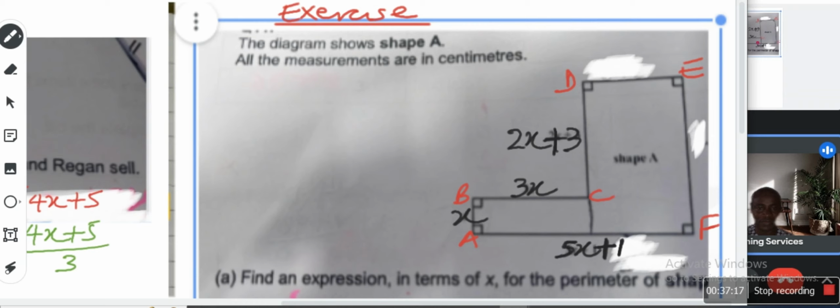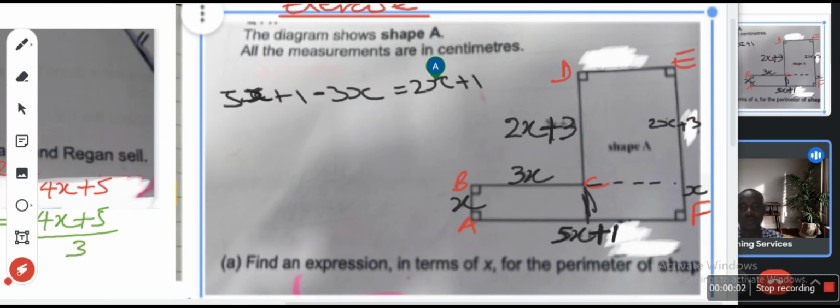I've written out everything. This is 5x plus 1, and so on. The thing you need to do is find these distances that are not known, like D to E. We don't know what D to E is. We don't know what E to F is. You need to find E to F. We know the rest. You need to know what D to E is and what E to F is, so that you can add x plus this plus D to E plus E to F plus A to F, and when you add up everything, that's the perimeter. Okay?